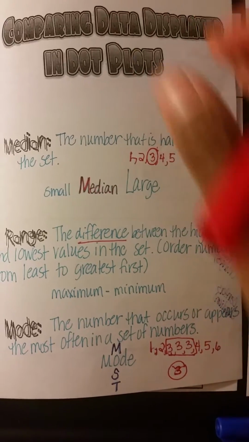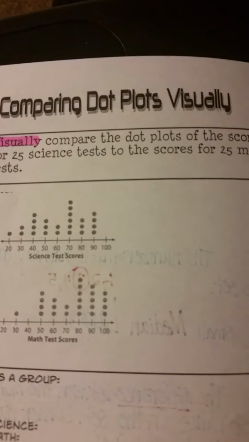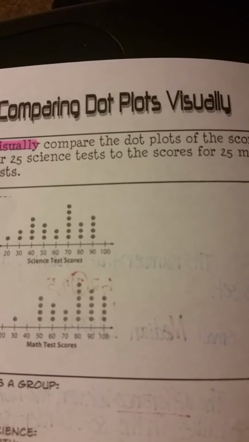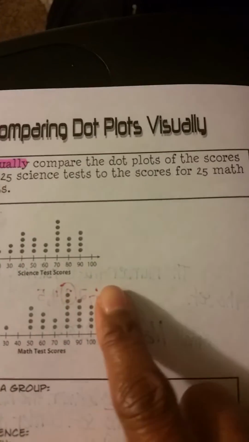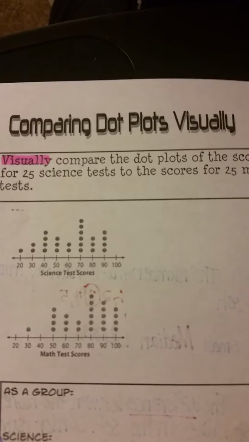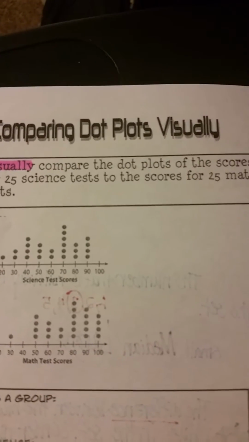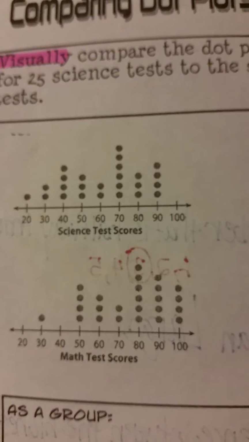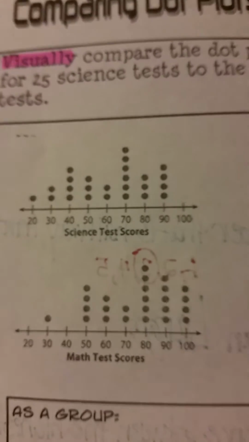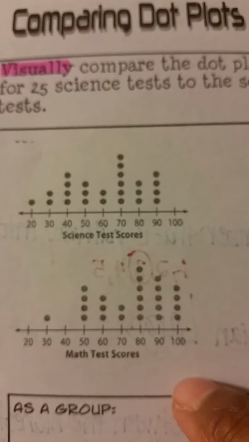Okay, so let's go ahead and turn on the inside here. And we're going to compare dot plots visually. Okay, visually means we're just going to look at them and we're just going to write down what we see, what we notice about these two. So here it says visually compare the dot plots of the scores for 25 science tests to the scores for 25 math tests. So here, we're just going to look at this data really fast before we even start doing anything with it. So you see our science test scores and you see our math test scores.